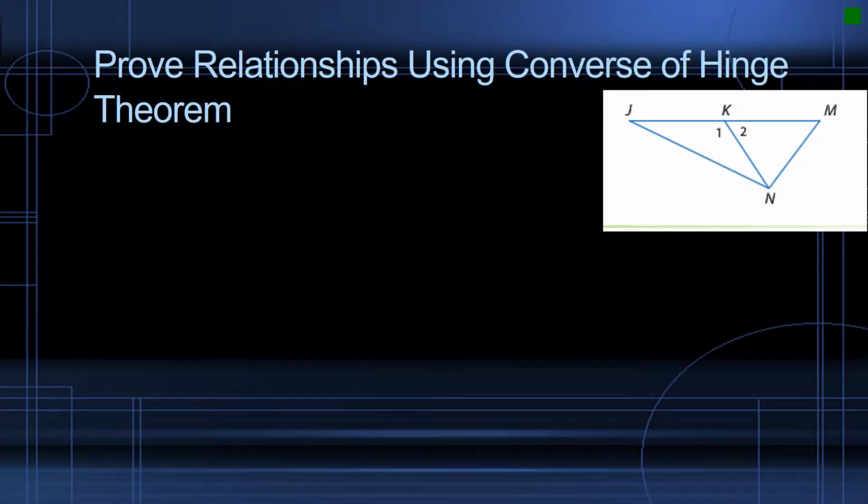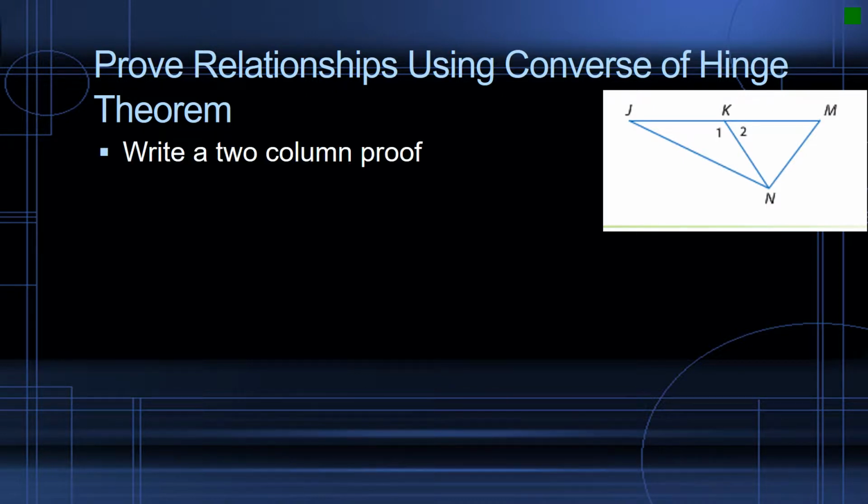Well, how about one more proof? This time we're going to be proving using the converse of the Hinge theorem, or the side-side-side inequality. All right, so we've got us a couple of triangles here. Let's see, identified angle 1 and angle 2. Well, let's see what we're dealing with here.